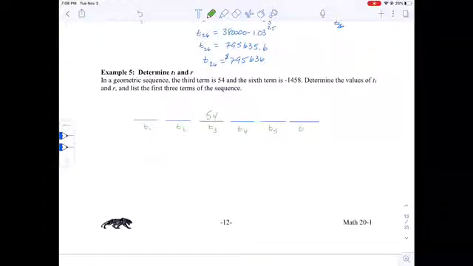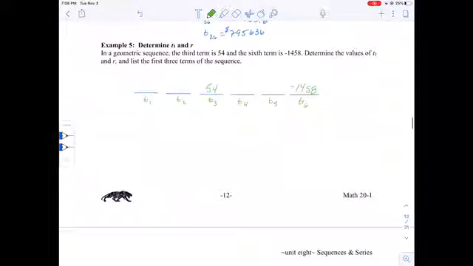I know my third term is 54. And my sixth term is negative 1,458. Right away, I know my ratio is negative because it looks like even terms are negative and odd terms are positive. So they're going to alternate. How do I figure this out?